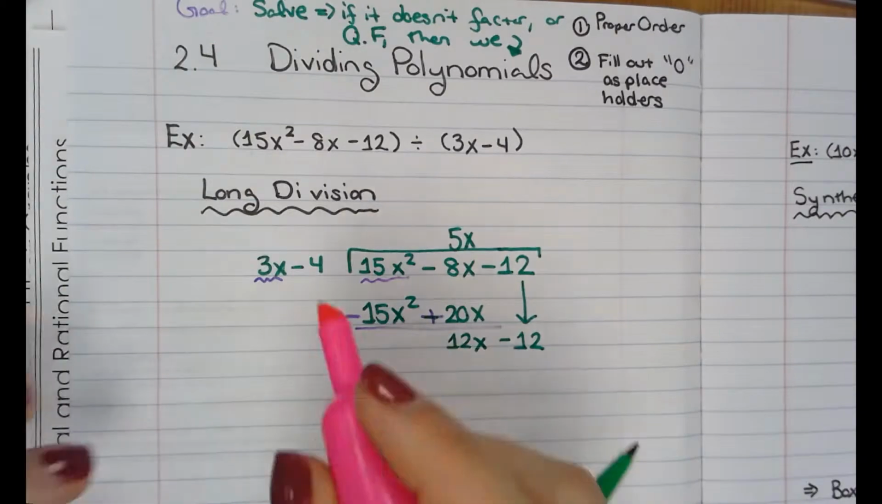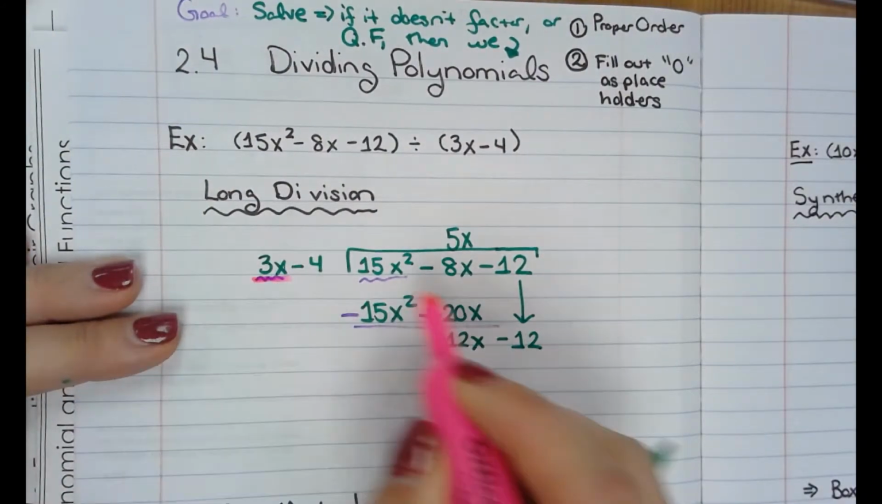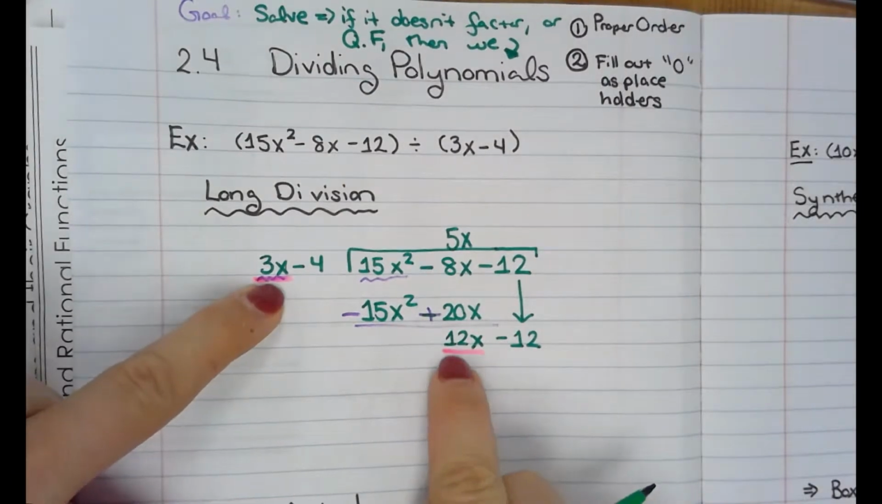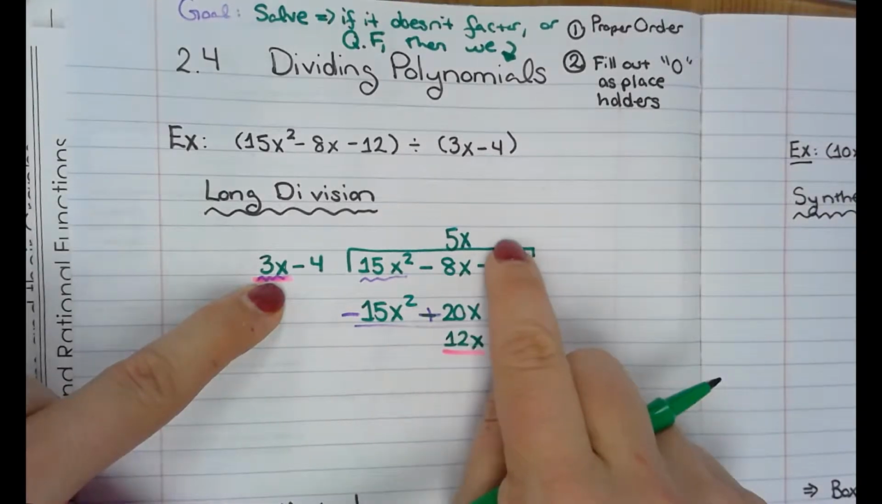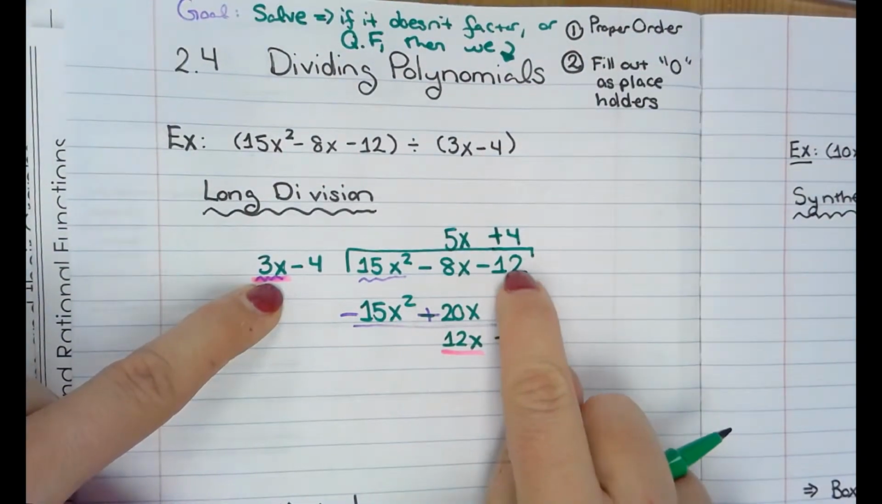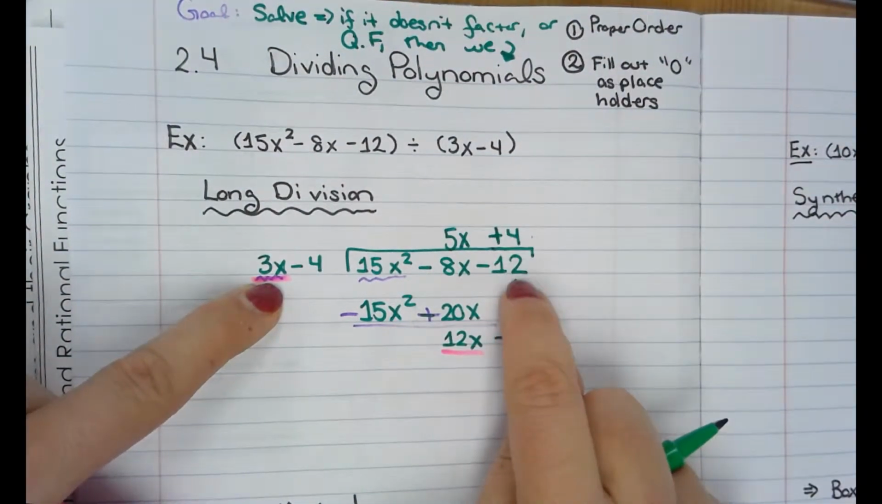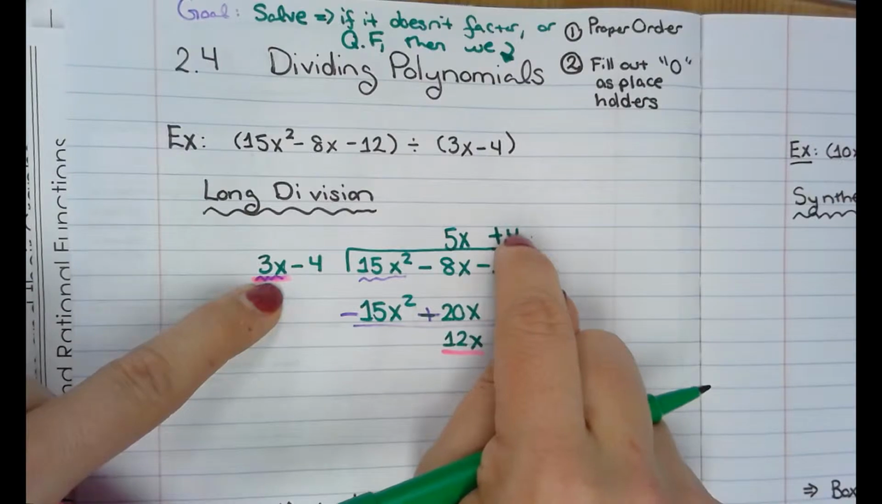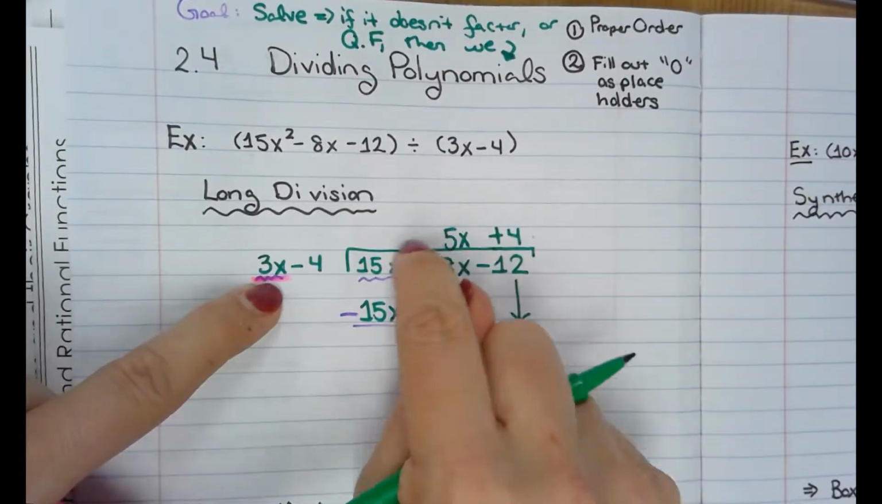Okay, again, you are going to concentrate first term to first term. What times 3x gets you to positive 12x? A positive 4, yes? Okay, put the positive 4 right here. Do you notice it's over the other number? Okay, we are to the end, meaning anything left over will be a remainder. Okay, take the 4 just like we did, and we are going to multiply it and distribute it through.